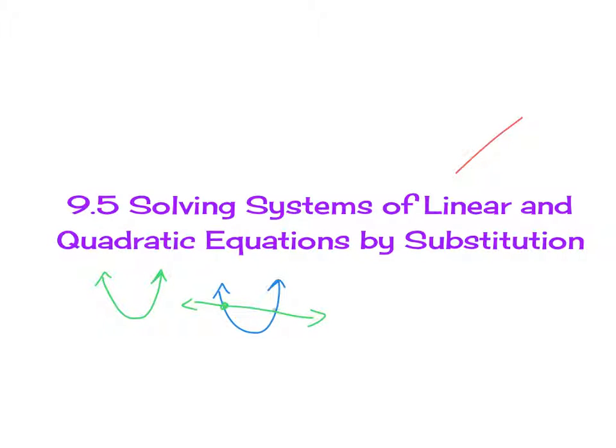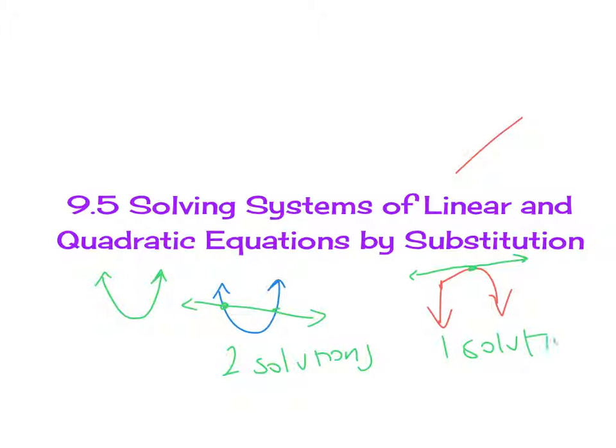In this case, we would have two solutions. Then we have another case where we could have a parabola that opens down, for example, and a line that hits right at this perfect spot, and so that is one solution. And the last case is if you have a parabola and a line, and it never intersects. That would be no real solutions.